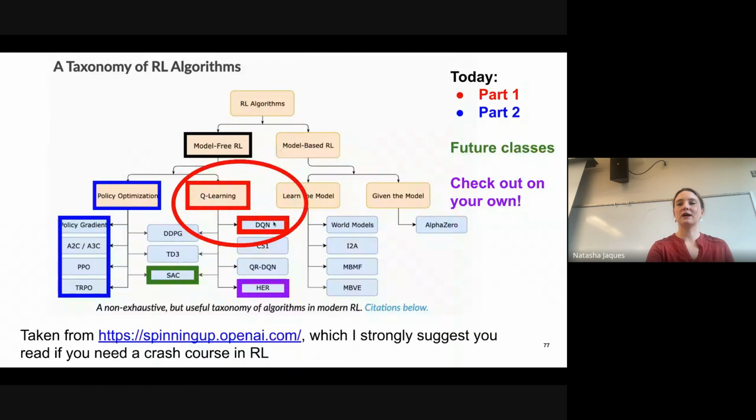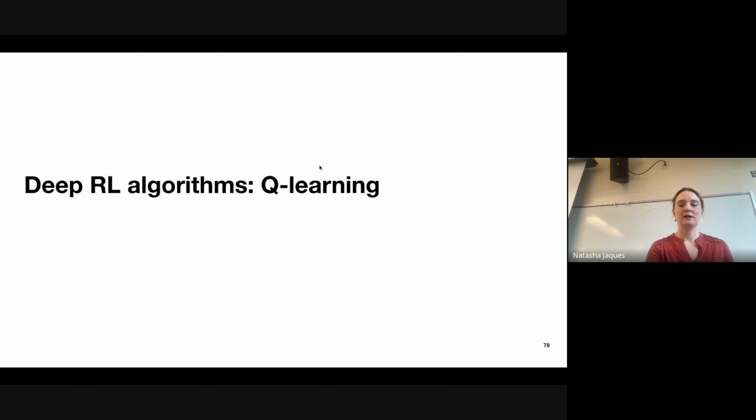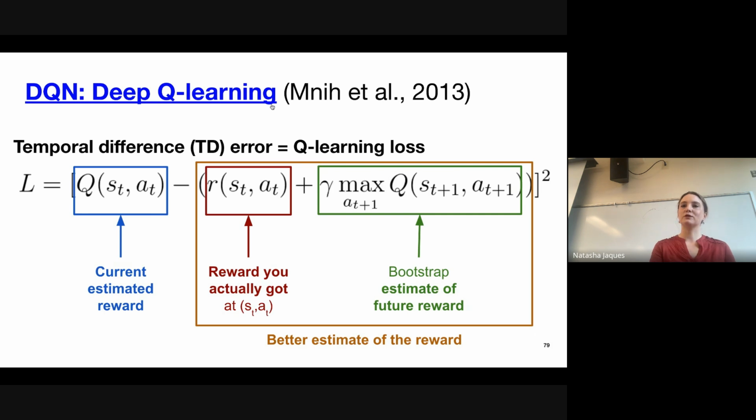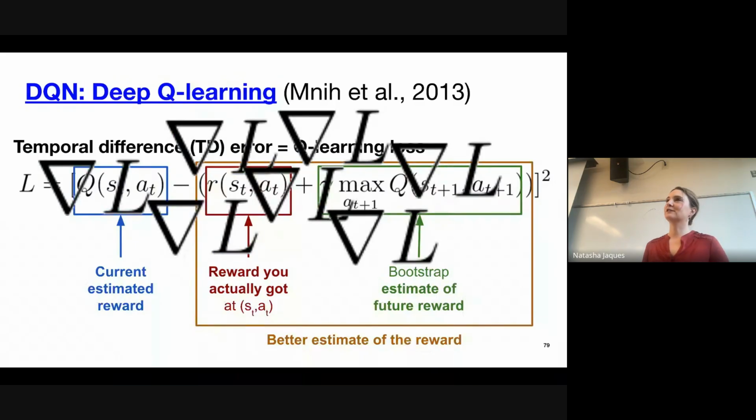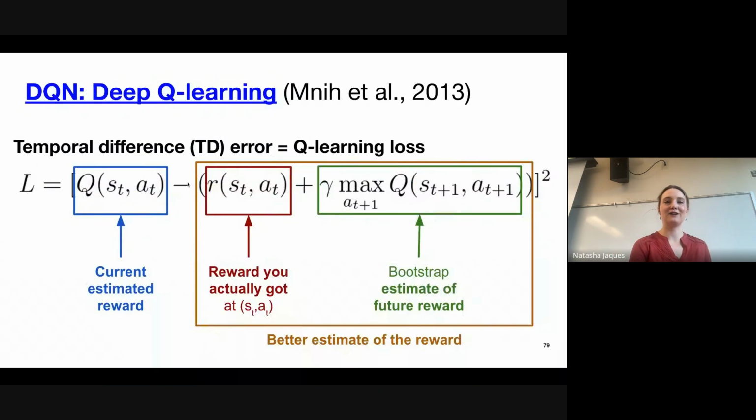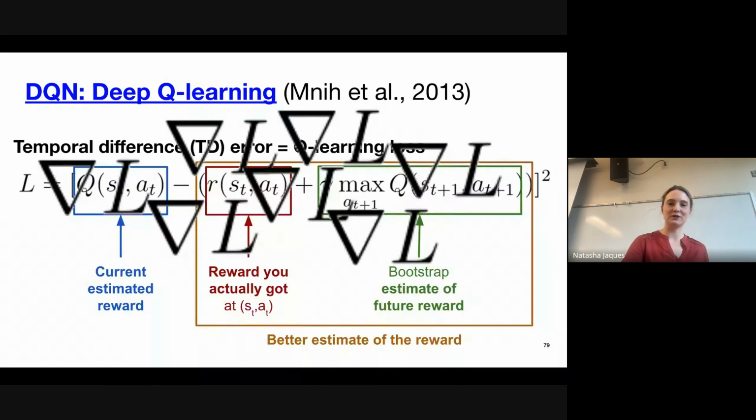So starting with this offline Q learning setting, deep Q learning, if we recall from last time, this was that temporal difference error, that neurological signal that we think is so cool. It's basically the difference between how well you're currently estimating the reward and the reward you actually got plus this bootstrap estimate of the future reward. So we already talked about this. In deep Q learning, you just train a network by taking gradients of this loss. We set this up as a loss, the mean squared error between these two terms, and optimize it with a neural network.